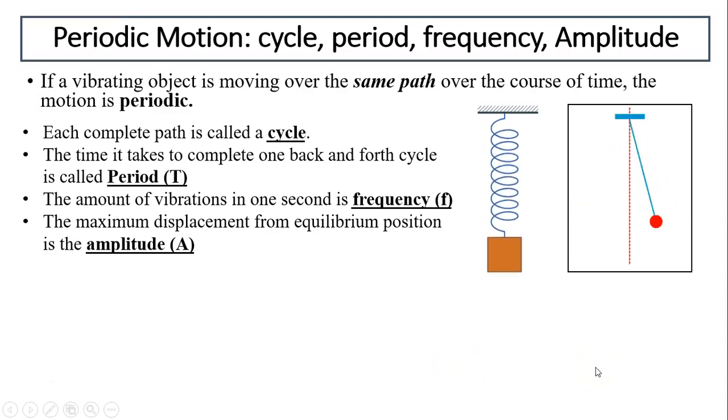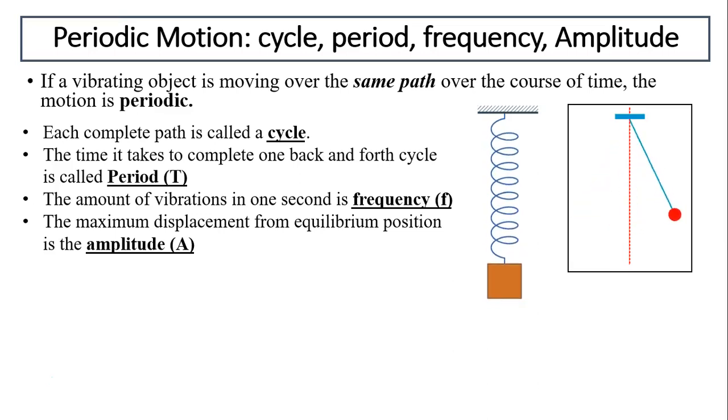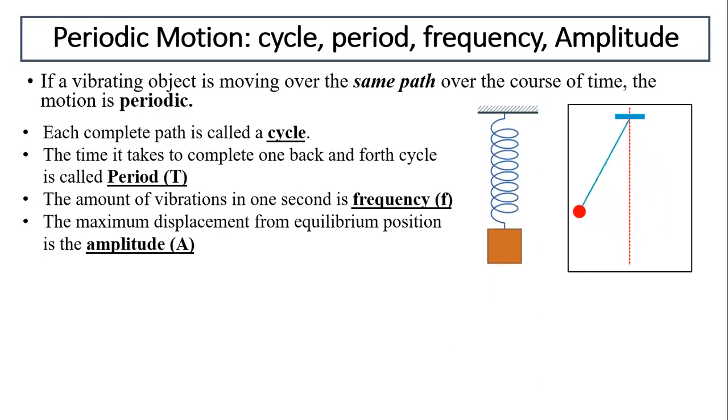The easiest vibrational motion is periodic motion, such as an object on a spring or a pendulum. To describe periodic motion, we use the vocabulary: cycle, period, frequency, and amplitude. If a vibrating object is moving over the same path over the course of time, that motion is called periodic. Each complete path is called a cycle.